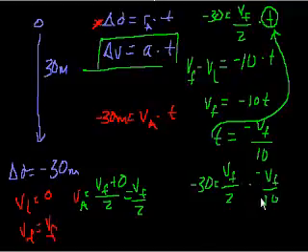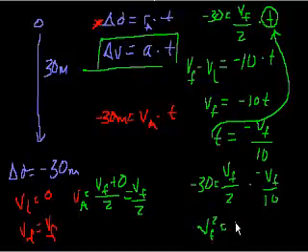And if you solve this, you essentially get the exact same thing we got in the previous problem. You get Vf squared is equal to 600. I'm skipping some steps just because I'm running out of time. And you get the same answer, 24.5 seconds.